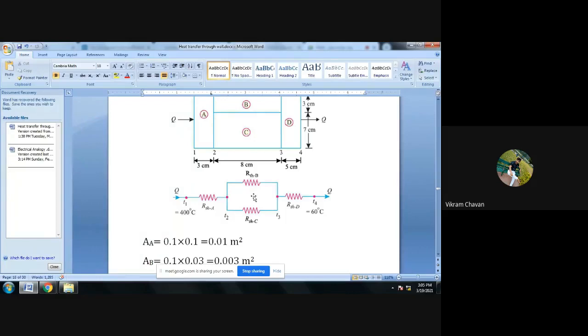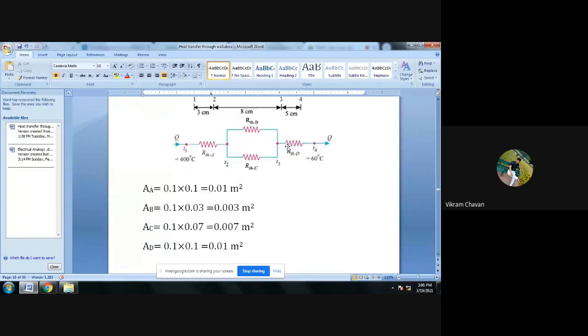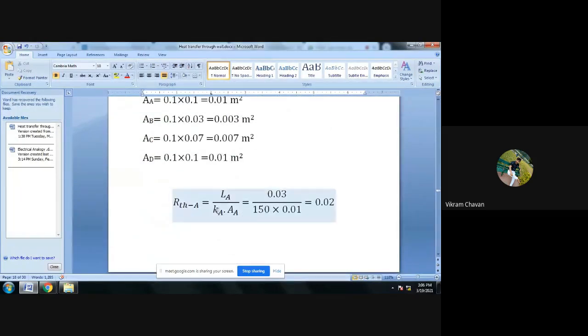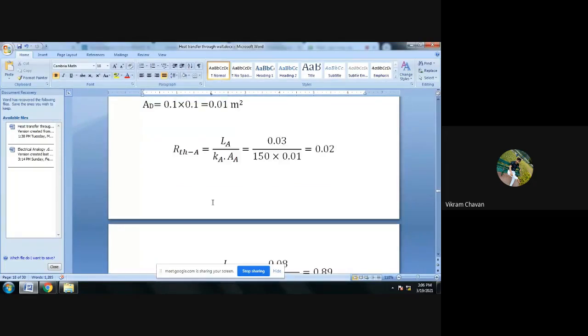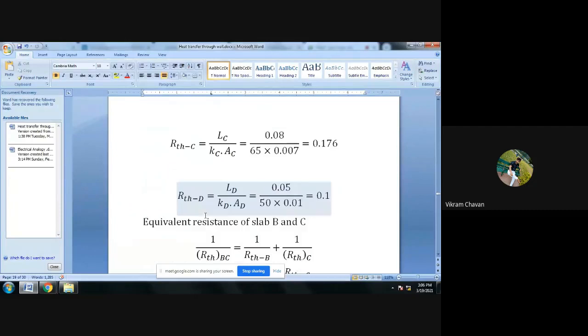So we need to find the equivalent thermal resistance for B and C. First of all, we have to determine all four resistances. Resistance is equal to L divided by K multiplied by A. The suffix is provided according to the wall: A for wall A, B for wall B, C for wall C, and D for wall D. The formula is the same, L divided by K multiplied by A, for the thermal resistance. Using only that formula, we find the resistance for wall A, wall B, wall C, and wall D.